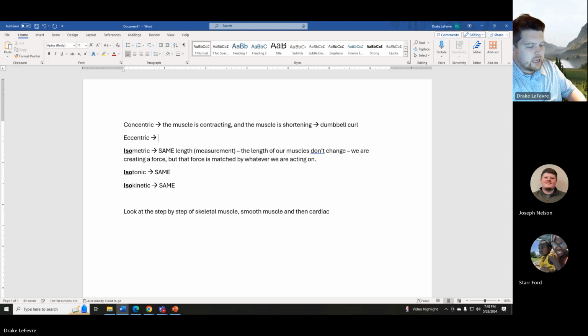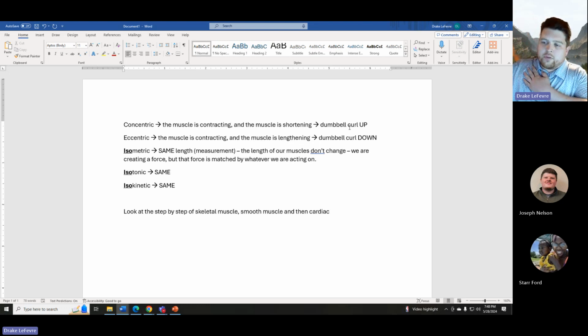shortens. Eccentric, the muscle is contracting and the muscle is lengthening. So dumbbell curl up, dumbbell curl down. When we go down, we're still controlling the weight. So we're still exerting a force, the muscle's activating, but we're allowing gravity to win. So as we control that movement all the way down, our bicep muscle gets longer and longer and longer, and we have control all the way down.